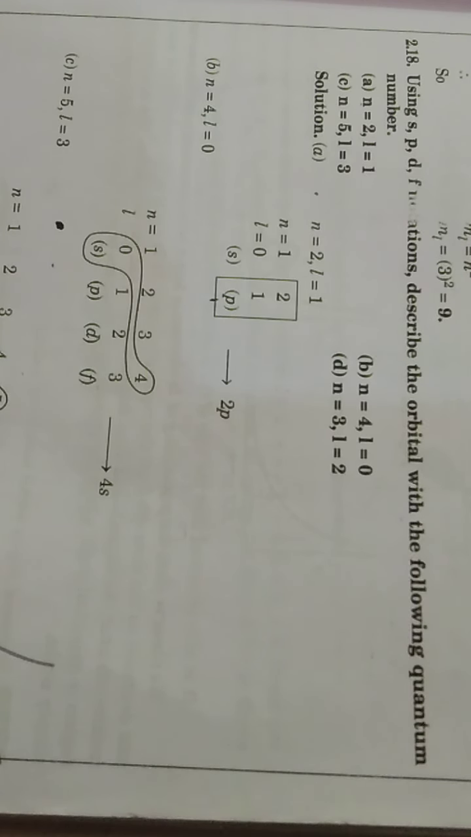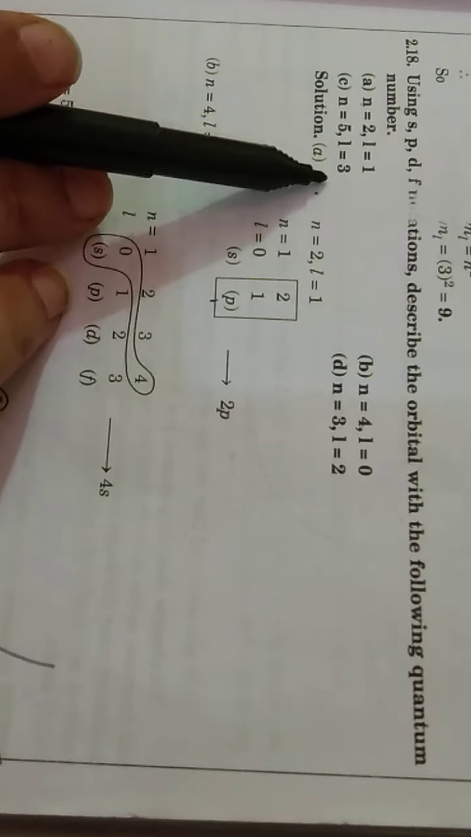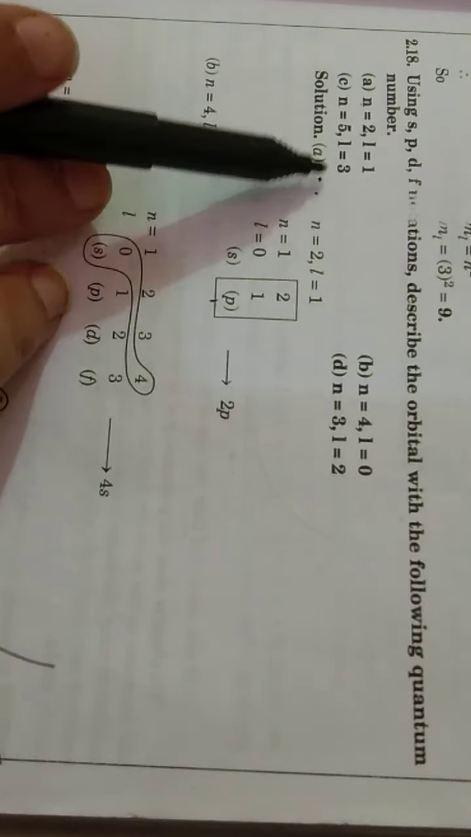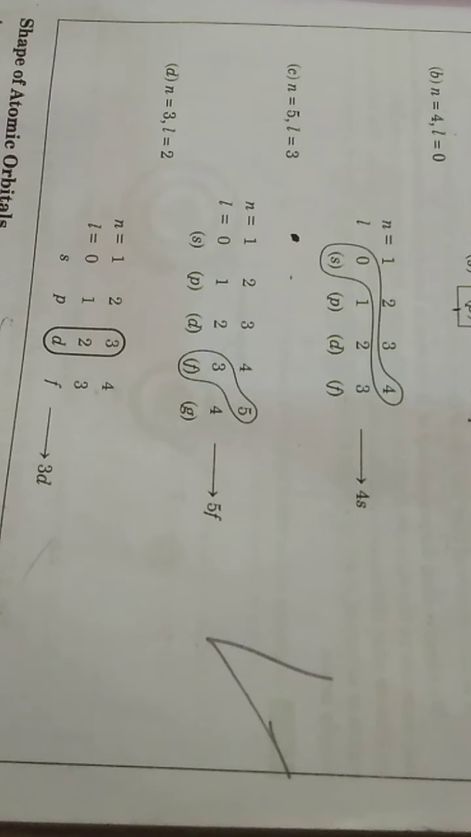In the same way, we'll make it out for n is equal to 5 and L is equal to 3. Children, L is equal to 3 is for F, and n is given 5, so it will be 5F. So this is 5F, children. So this is how we are going to solve the numericals based on this. So that's all for this topic. Thank you all and have a nice day.